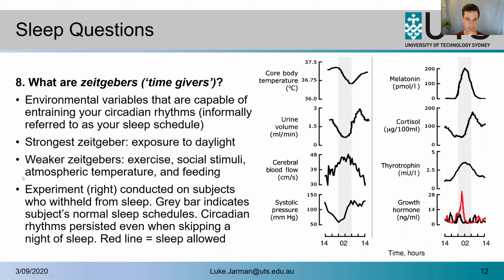So this experiment on the right was conducted on subjects who were withheld from sleep, but they were still allowed to go outside, be exposed to daylight, and enjoy their otherwise normal schedules. The gray bar is indicating when they would normally sleep, but obviously during this experiment they were withheld from sleep. So what's interesting is that your circadian rhythms will attempt to persist even in the absence of sleep. So sleep isn't necessary to entraining your circadian rhythm when you have daylight.